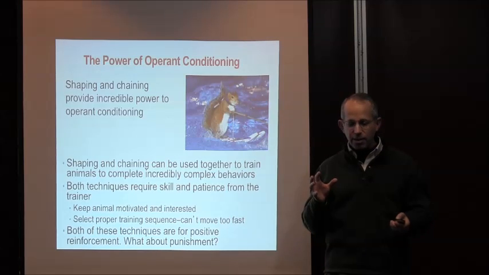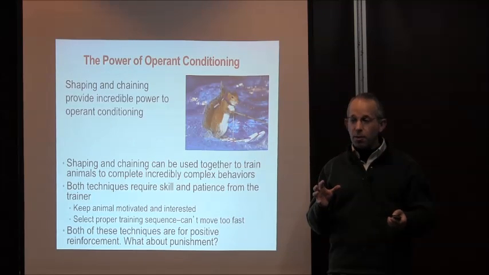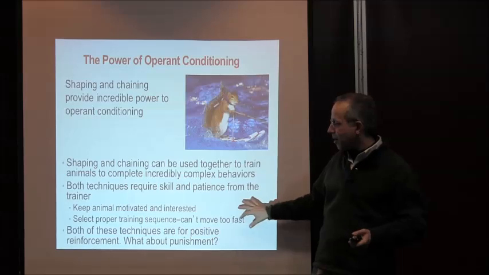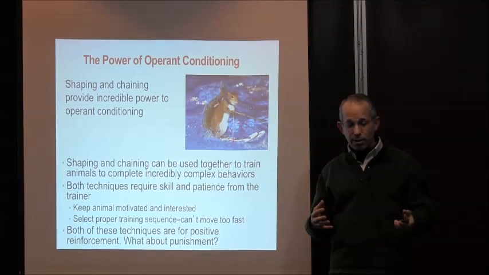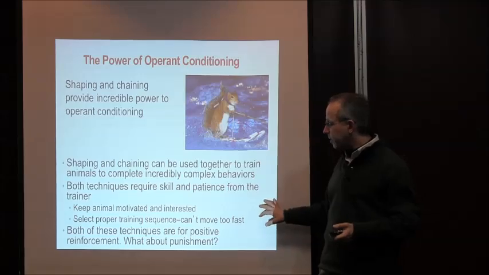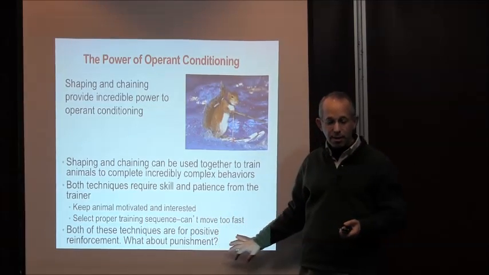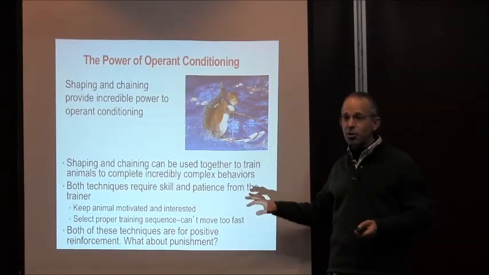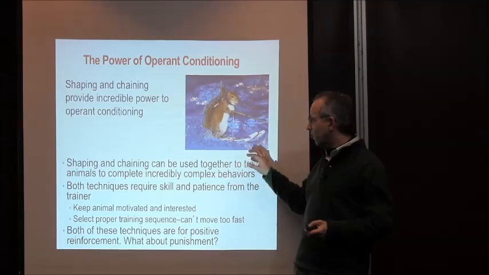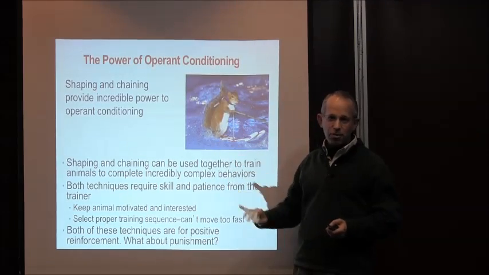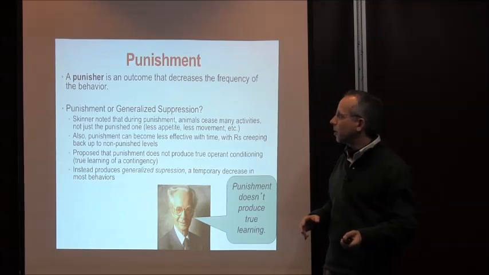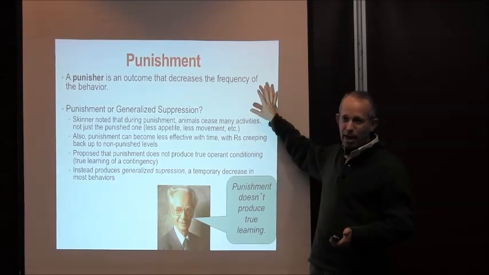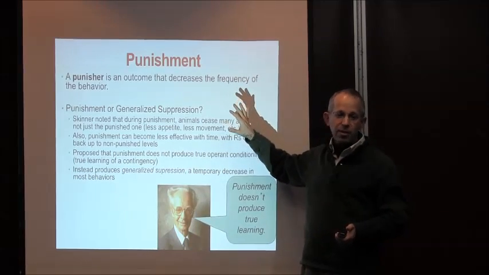So shaping and chaining together require a lot of skill and patience. The animal has to be motivated. You have to have a proper training sequence. But both of these techniques we're talking about are positive reinforcement. Okay, could you do the same thing by punishment? So you can train a squirrel to do this. You could train a horse like Mr. Ed to do various tricks. What about punishment? So a punisher is an outcome that decreases the frequency of behavior.